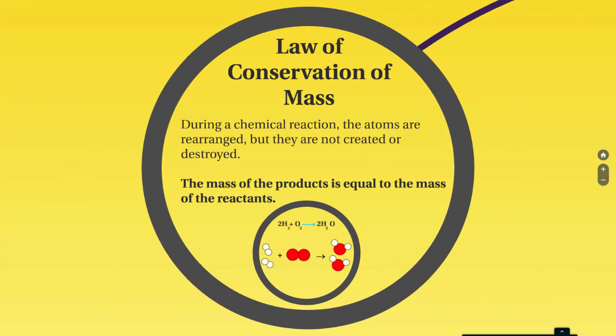Now, an important law to remember for chemical equations is the law of conservation of mass. So during a chemical reaction, the atoms are rearranged, but they are not created or destroyed. The mass of the products is equal to the mass of the reactants. This means that in your chemical equation, you're not going to be gaining or losing any atoms. You're not going to be getting any new elements or losing elements. You're going to have the same number of atoms and elements in the reactant, what you put in, as in the product side. So they're just going to be rearranged in a different order.